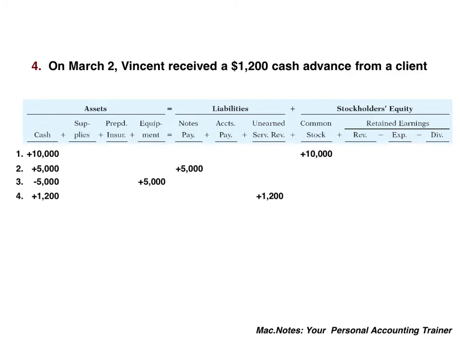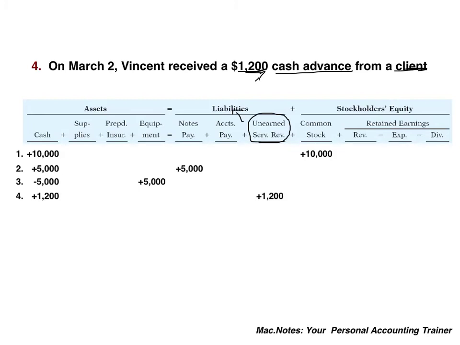On March 2nd, we received a $1,200 advance from a client. Now, sometimes a customer will pay us before we have done the job. And when we do that, we accept their money. We call that unearned revenue. I have not earned the revenue. Unearned revenue is a liability. If I accept the money, I now have a liability to perform the service, and that's what is happening here.